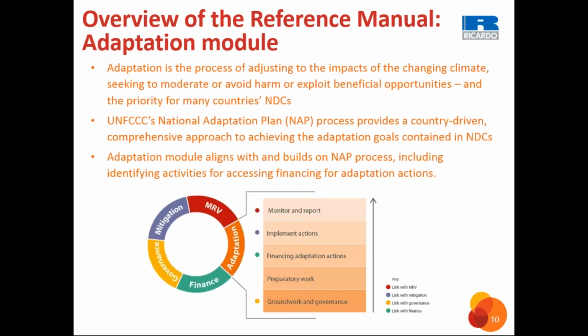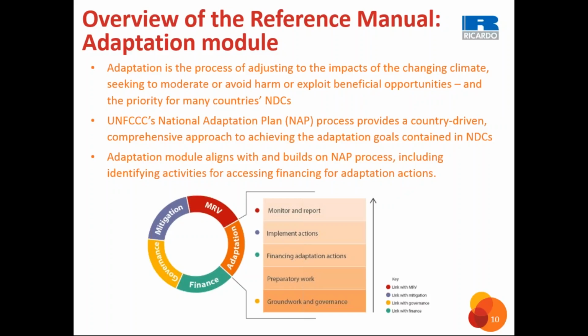The next module is adaptation, and this is obviously a priority for many countries, in particular least developed countries and small island developing states that are already experiencing severe climate impacts. The adaptation module is very much built around the UNFCCC National Adaptation Plan process, or the NAP process. So if the NDC sets out what a country plans to do on adaptation, the NAP process is really about the how that will be achieved. And so therefore it makes sense to align NDC implementation on adaptation with that NAP process.